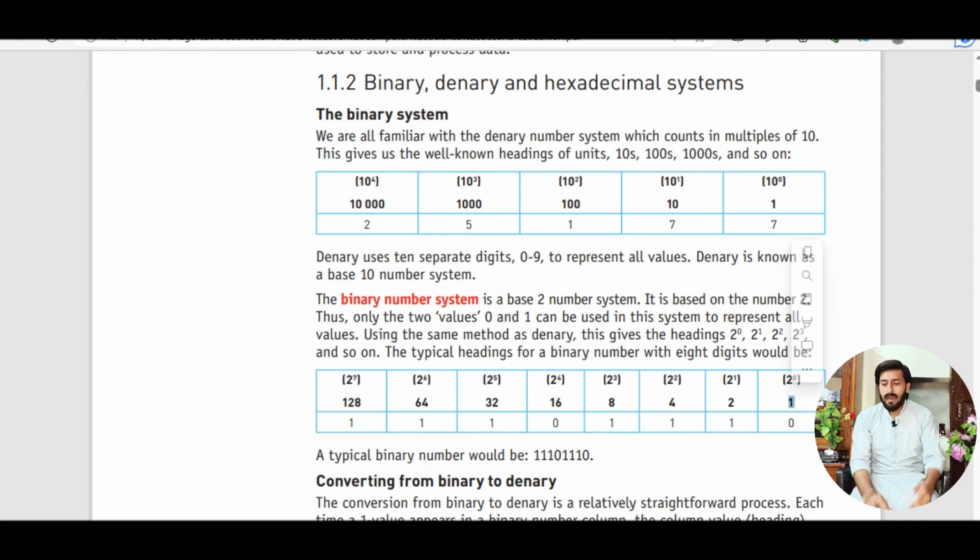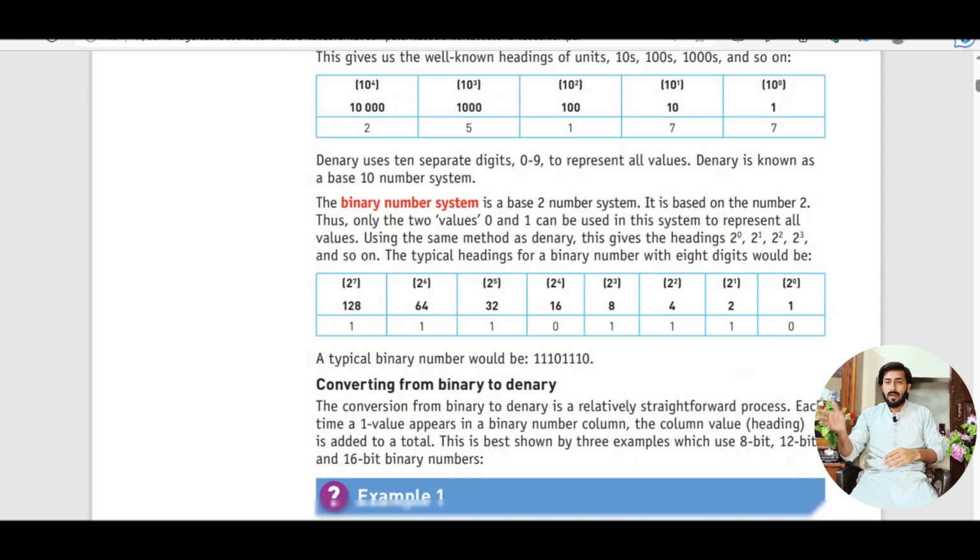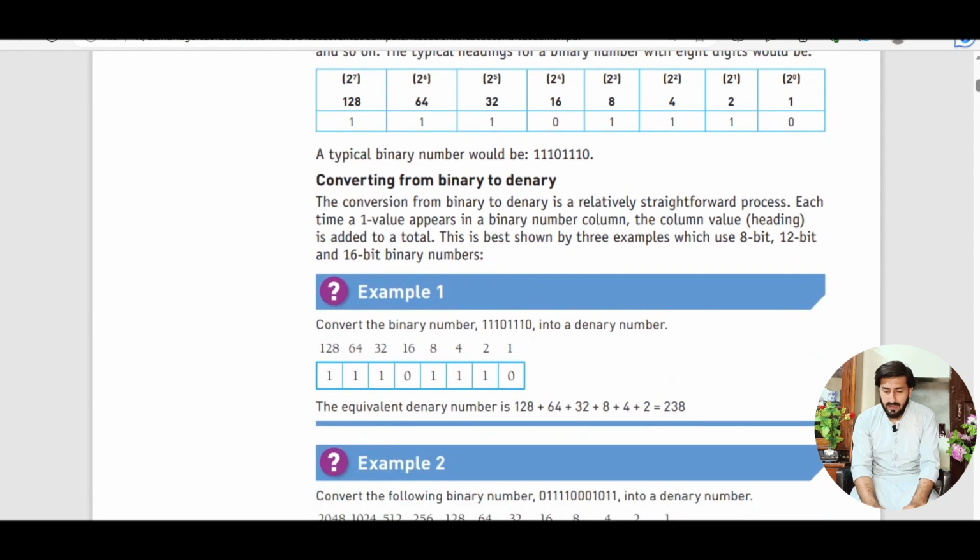This single value is a bit, the one that is highlighted. This is a bit. Always start from the right side in the headings, go all the way to the left until you reach the last bit. You don't need to go beyond the last bit because there's no point of that. So start from the right, go all the way until the last bit.